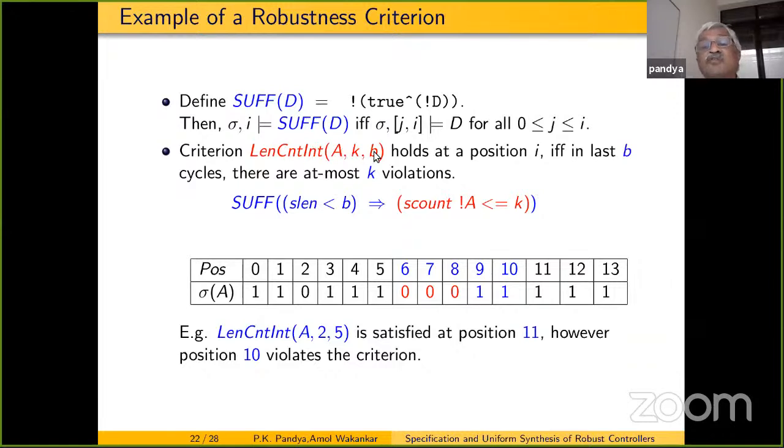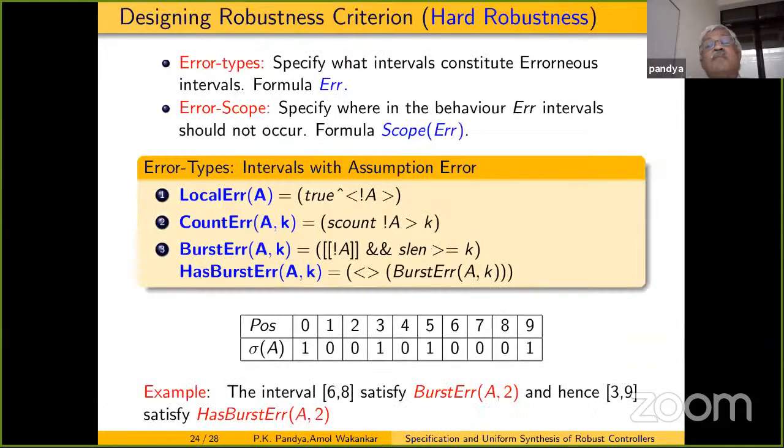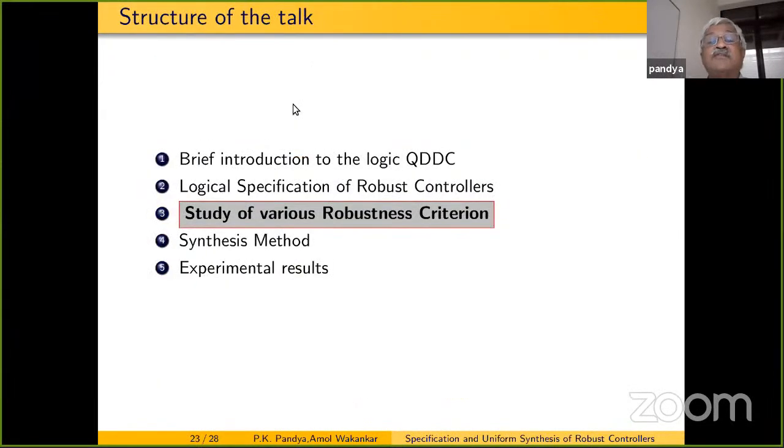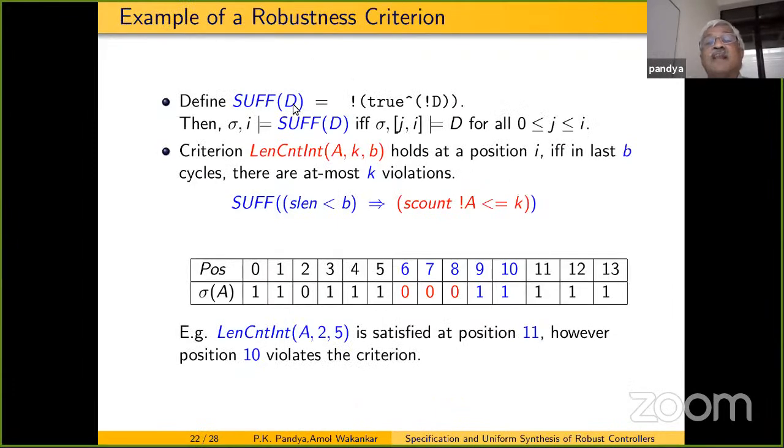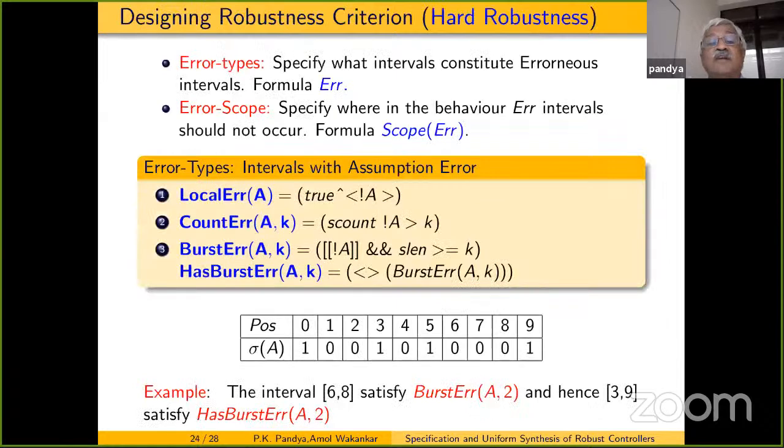This is a kind of relaxed assumption, a robustness criterion specifying such a relaxed assumption. Now you can compose this with a user-given assumption formula, and it will say that my given assumption criterion should fail at most k times within the last b cycles. This is an example, and you can visualize what it says. In fact, we have a generic way of building such relaxed assumption formulae, such robustness criteria.